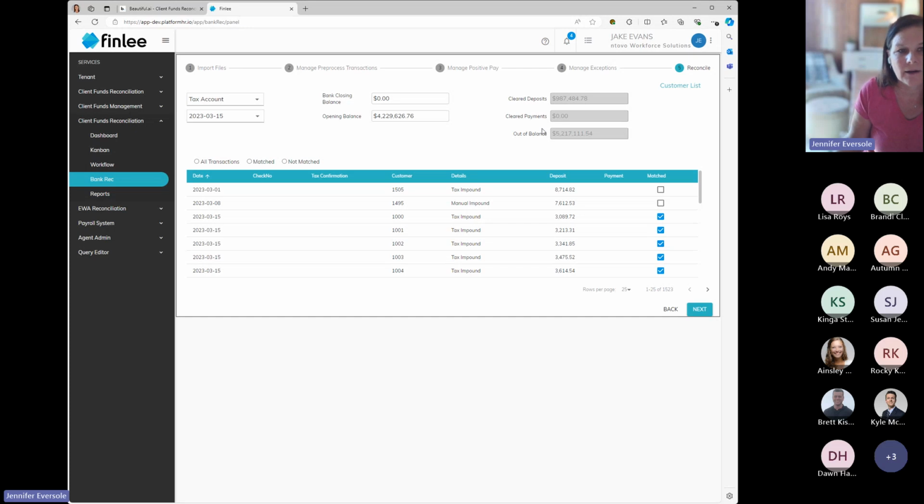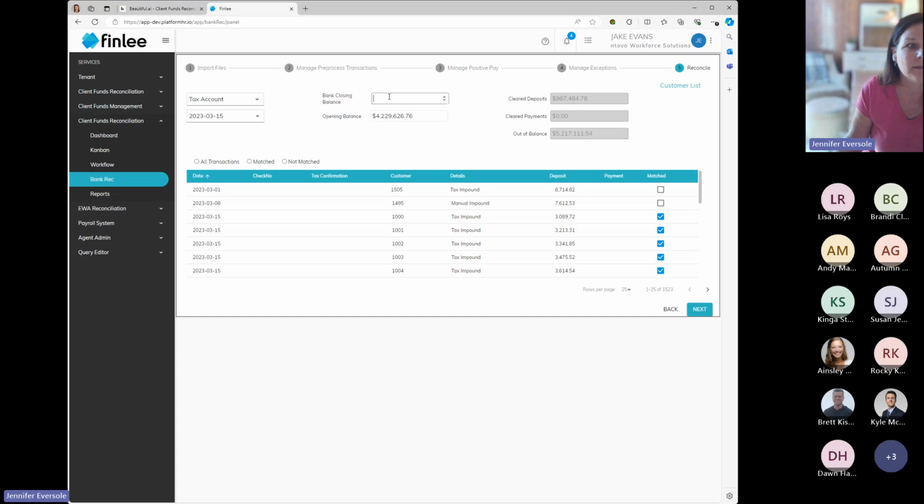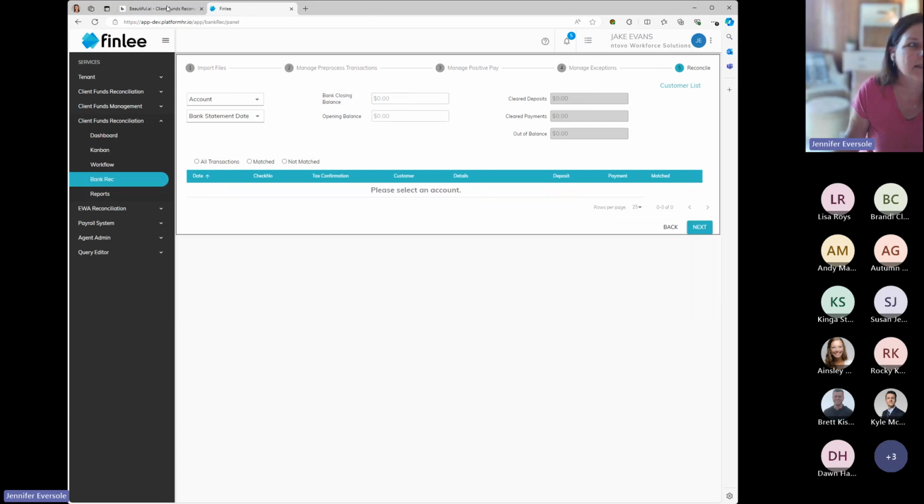Now you can see right now I've got an out of balance and there's no option for me to reconcile. So that's what I mean by we need to be sure that the system does not allow the user to modify the opening bank balance, because that can cause a problem. And then we need to do this, and now I'm able to reconcile. So now I can click reconcile and I'm done with that.